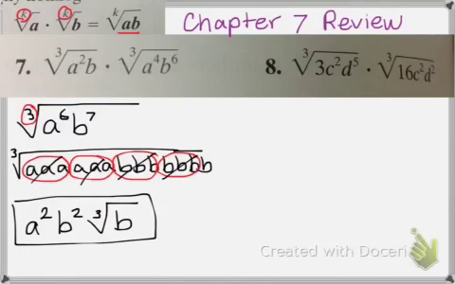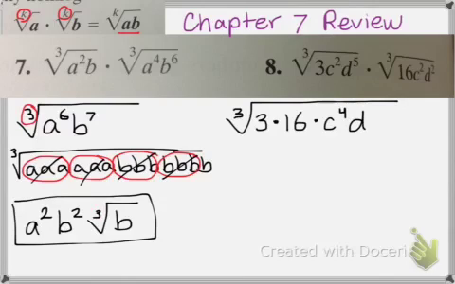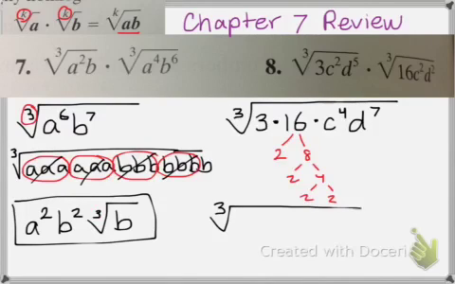And for number 8, same index, so I'm going to combine them. I have 3 times 16 times c to the 4th, d to the 7th. Once again, I'm looking for a group of 3. I'm going to want to factor out my numbers completely. 3 is a factor, so don't forget about it. So I have the cube root of 3 times 2 times 2 times 2 times 2, c to the 4th, d to the 7th.